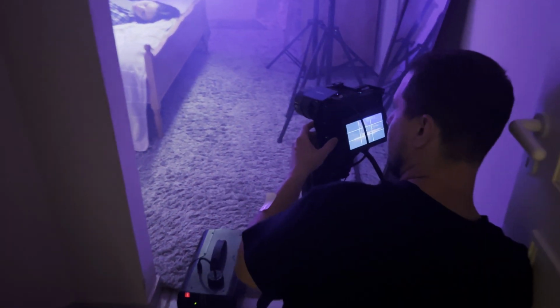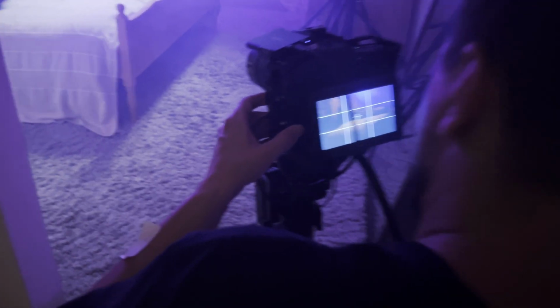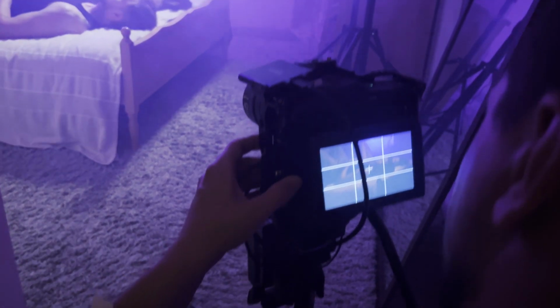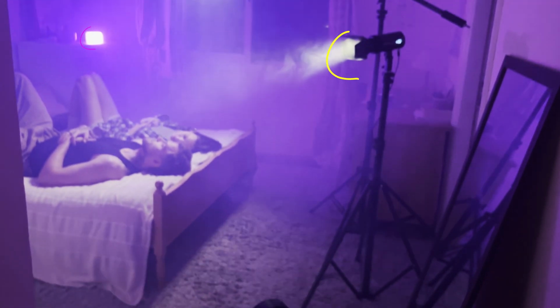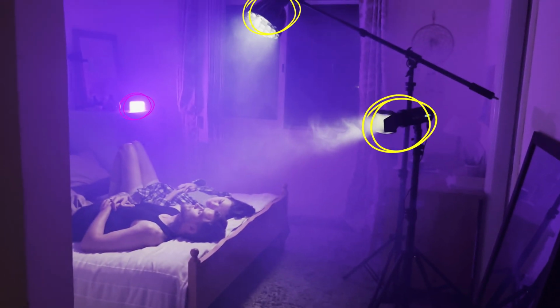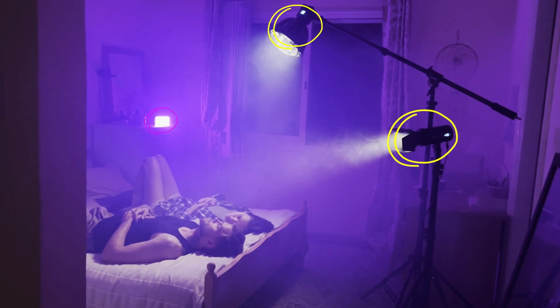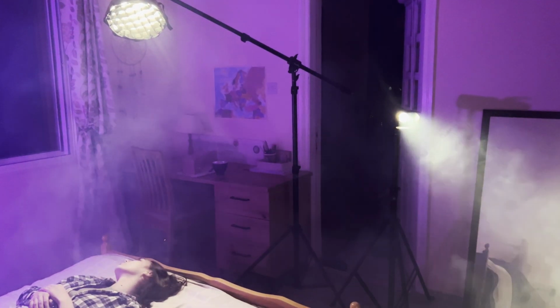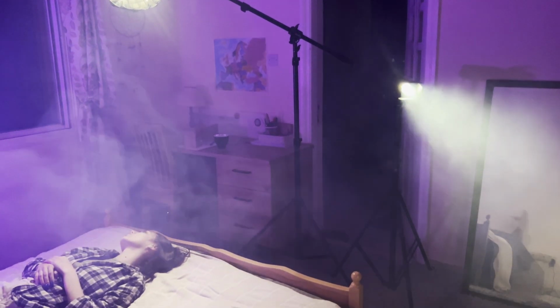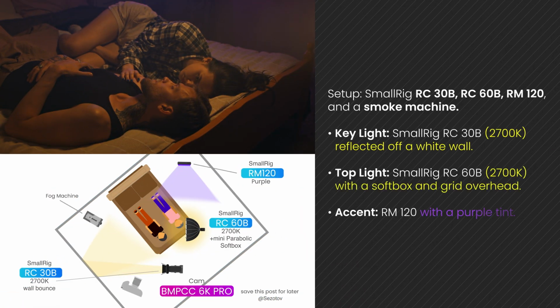The final scene is called Dreamscape. I wanted to show how a girl dreams of her boyfriend's return. I deliberately moved away from the usual blue-yellow lighting to purple-yellow to emphasize that this is something different, unfamiliar to both the heroine and to us, the viewers. I used some great lights from SmallRig, RC30B, RC60B, RM120, and a smoke machine.